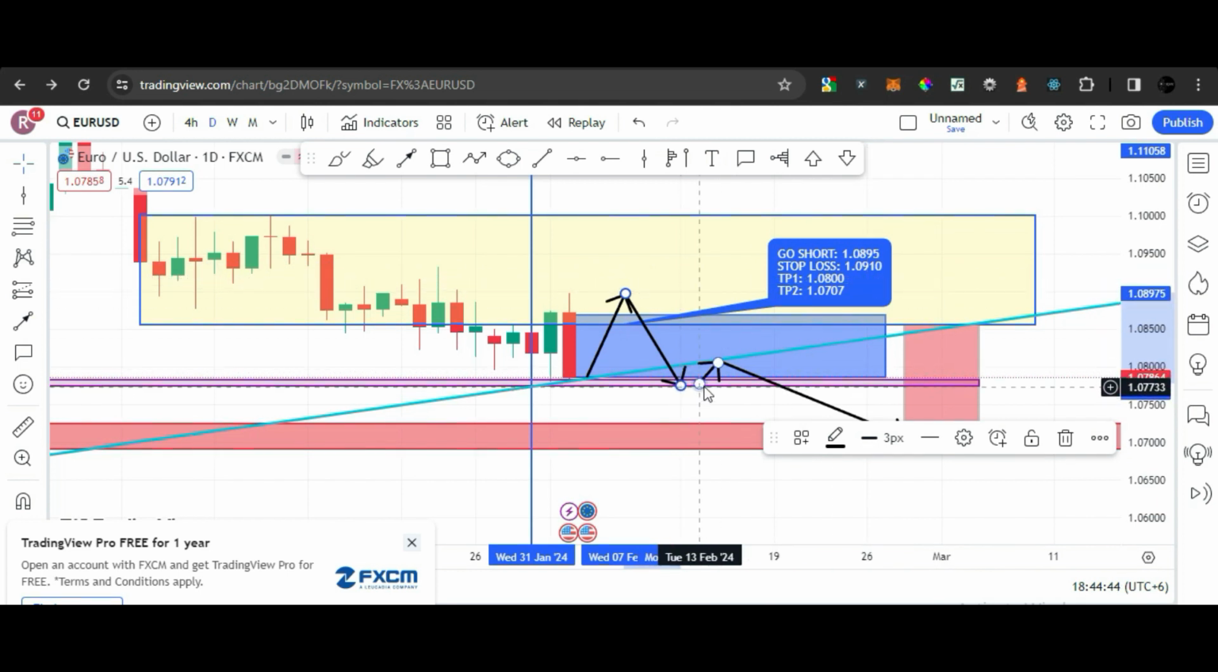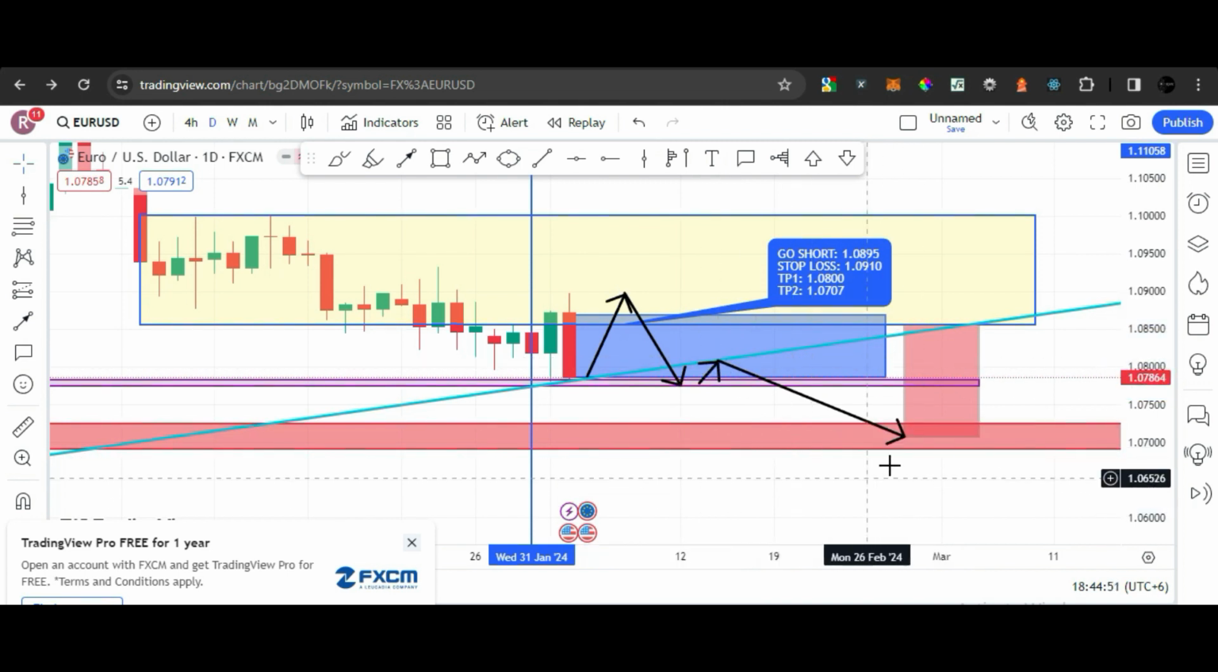Then it will come here, get the support, again retest the trend line, and if it fails the trend line, then it will move to this region. It will break the support and it will come here. Then the second target profit, we will initiate the second trade from here.